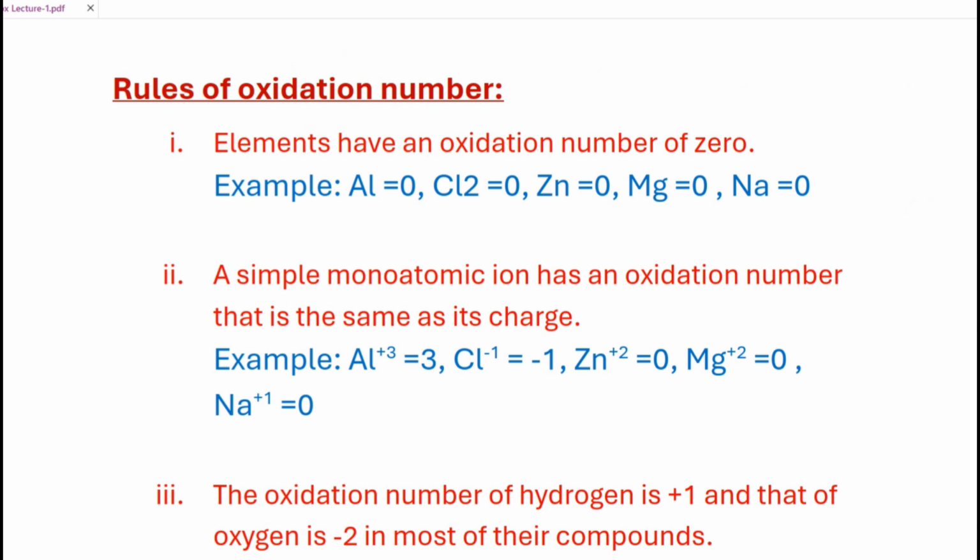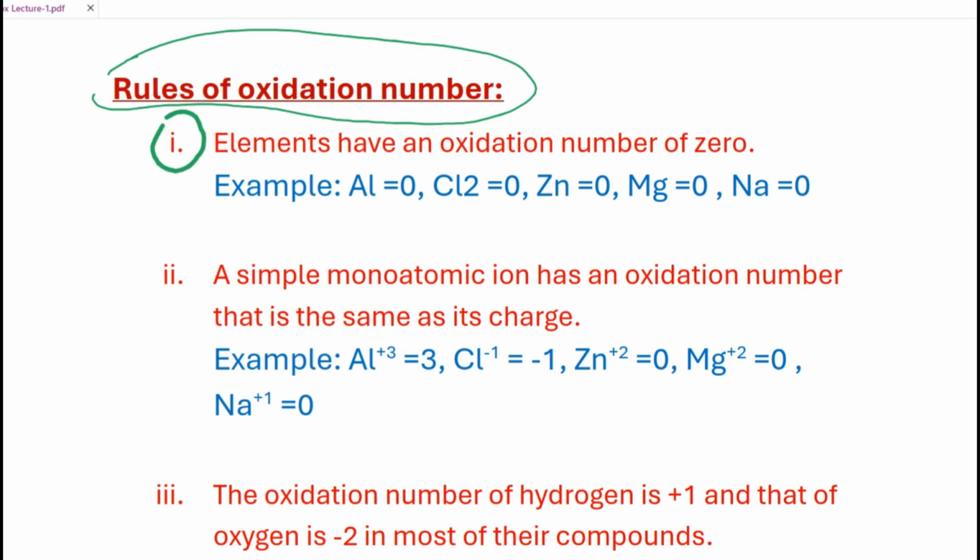Oxidation number is the number of electrons that an atom gains or loses. Now there are some rules of oxidation number. Rule 1: elements have an oxidation number of 0. Any element has an oxidation number 0.